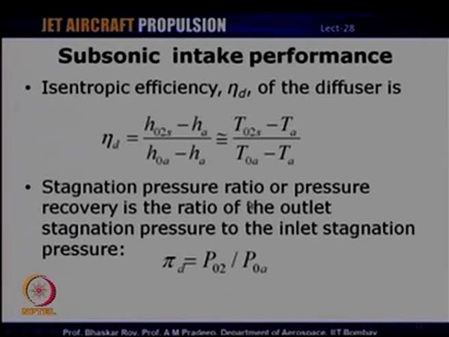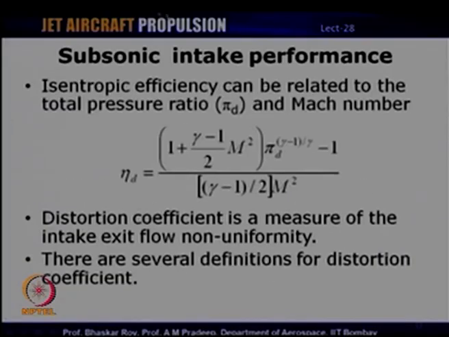The other parameter is the stagnation pressure ratio or pressure recovery, which is simply the ratio of the outlet stagnation pressure to the inlet stagnation pressure, P02 by P0A. We can relate these two, isentropic efficiency and stagnation pressure ratio. If we simplify, I think we have carried out this exercise earlier, the diffuser efficiency would be a function of the Mach number and the stagnation pressure ratio. So, the diffuser efficiency would be 1 plus gamma minus 1 by 2 M squared multiplied by pi d, which is the stagnation pressure ratio, raised to gamma minus 1 by gamma, minus 1, divided by gamma minus 1 by 2 M squared.